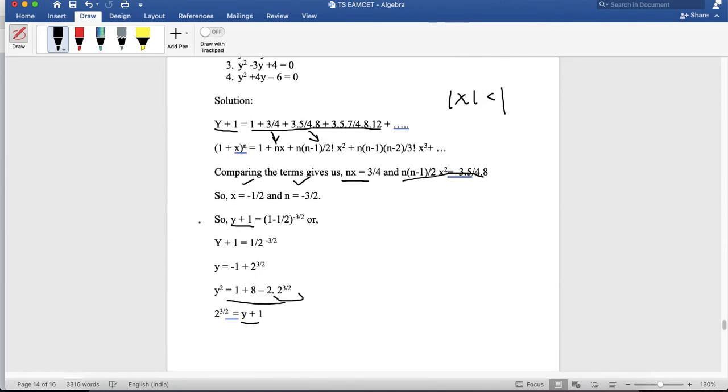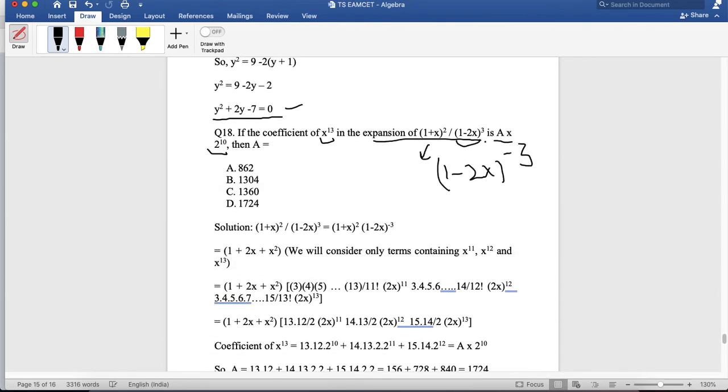As I have this series over here, 1 plus x raised to the power n, 1 plus nx plus n into n minus 1 by 2 factorial x square plus n into n minus 1 into n minus 2 by 3 factorial x cube plus dot dot dot. I will use that to expand this, and I will find out the terms of x raised to the power 11, 12 and 13, because I have 1 over here, x square over here and 2x over here.